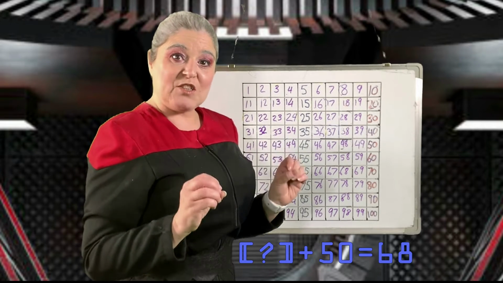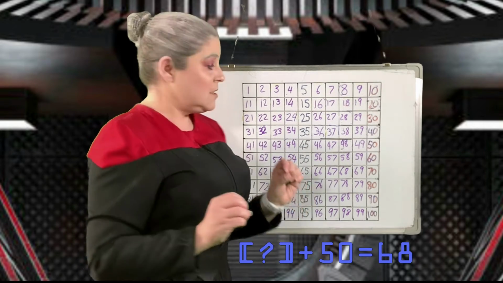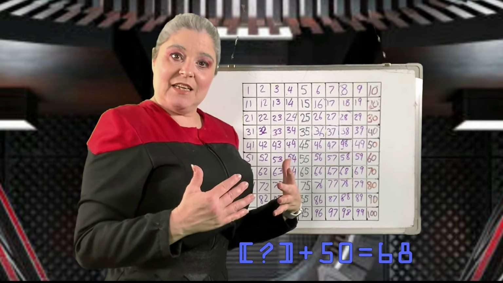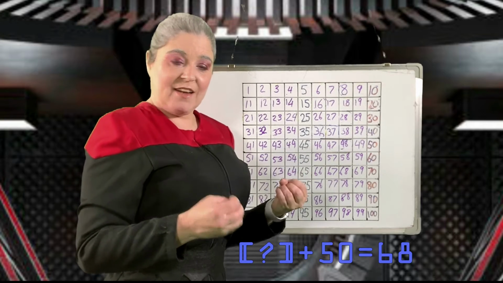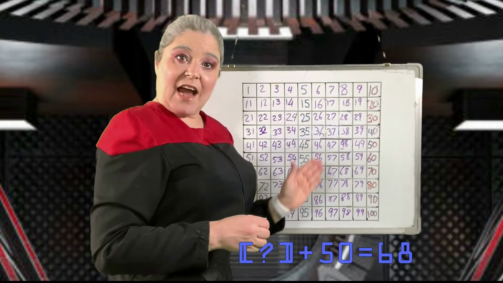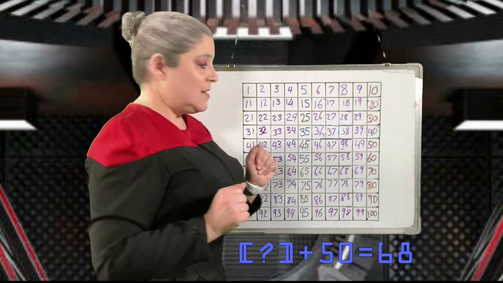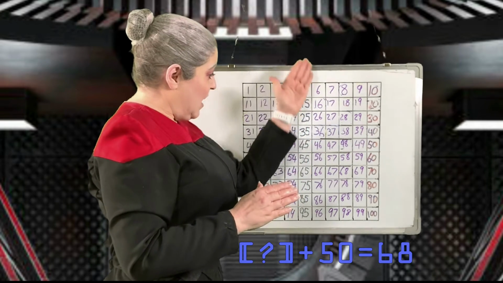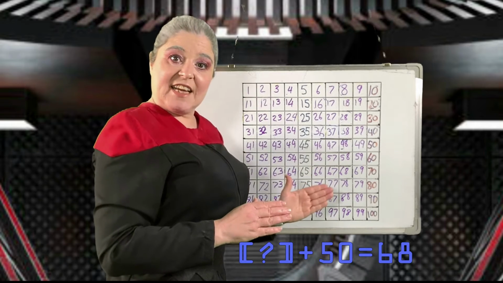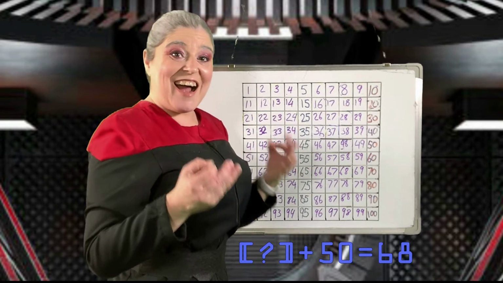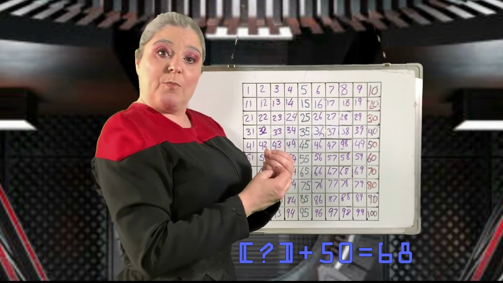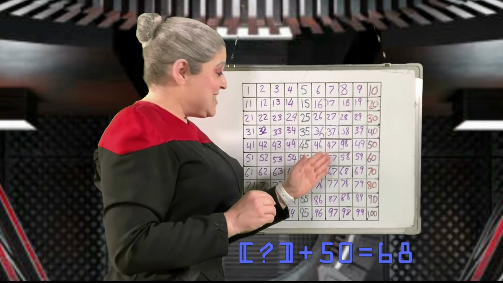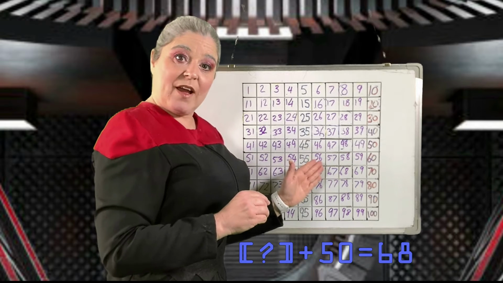50 is a multiple of 10. Now, when we are adding multiples of 10, we need to go down the number square. We know that. So, something plus 50 is 68. So to find the answer, we need to do the opposite. We're only going to mark 68 on our number square.